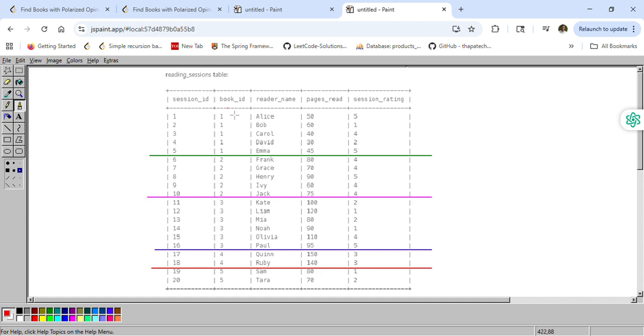This first one is a reading session for book 1, right? There are a total of 5 sessions. We are only interested in books that have at least 5 sessions, so we can consider this book, yes, because it has 5 sessions. Now you can see the ratings: one rating is 1, one is 2, then 4, 5 and 5. So these are the ratings that are there, right?